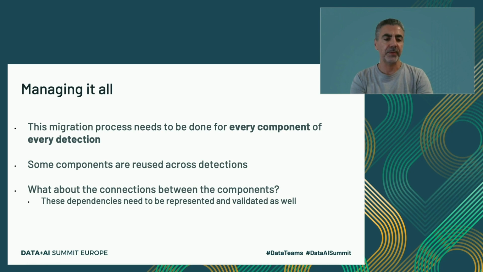So how do we manage all of this together? We have many components, each from a different detection. Some components are reused. And what about the connections between these components? They're connected in some way. You can't just test each component separately and hope everything is going to work, because you need to connect everything together and then test everything together when it's connected. So that part requires validation, and also it requires us to specify how to connect the different components.